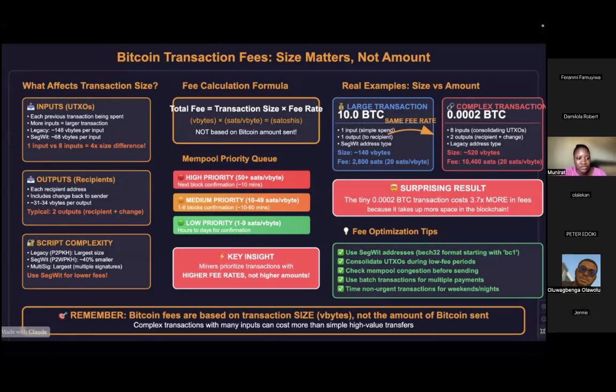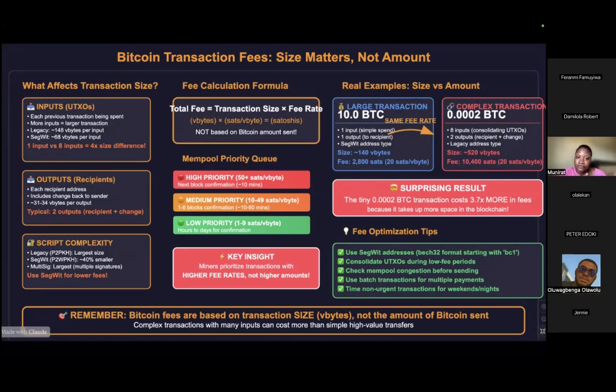And then it depends on the scripts also. Is it pay to public key hash? Is it pay to script hash? Is it pay to witness public key hash? Is it multi-sig? It depends on that also. It depends on the outputs also, and how many outputs you have. You might want to send to like 3 people. So the input, the output, and your script complexity determine your transaction size, which affects your transaction fee.